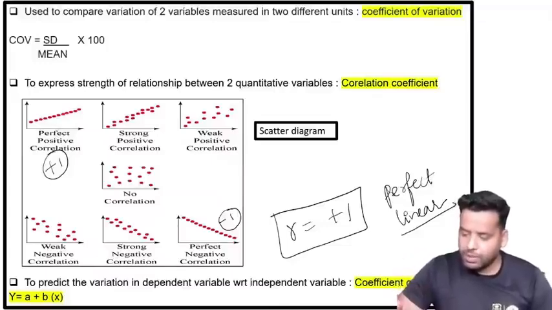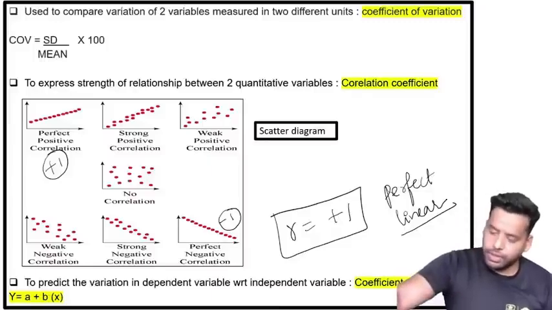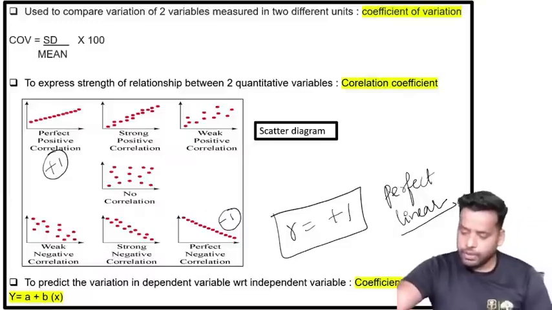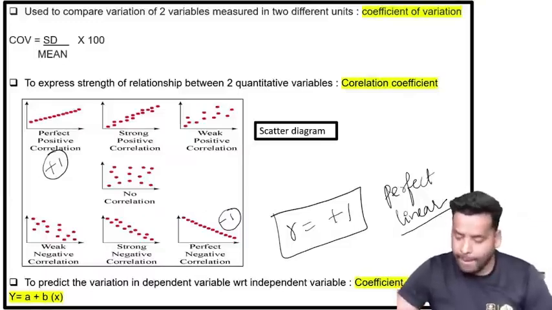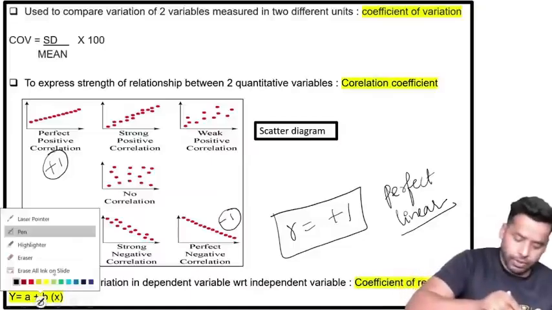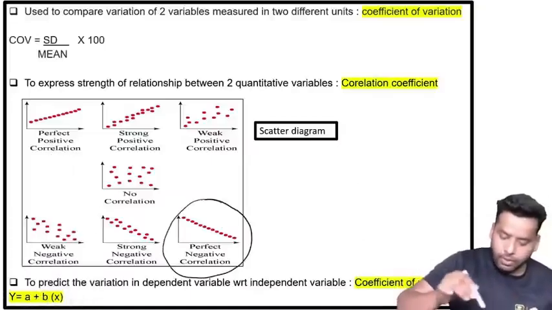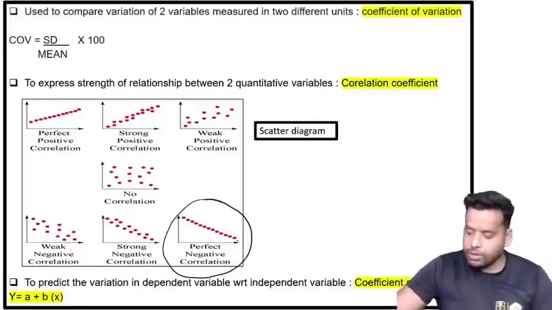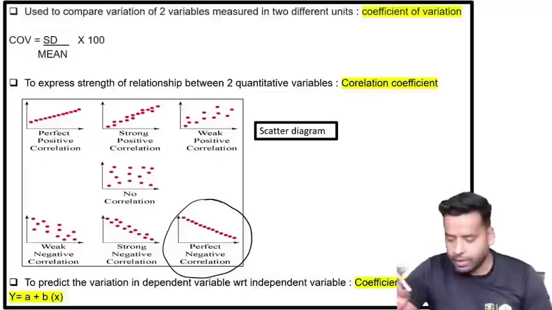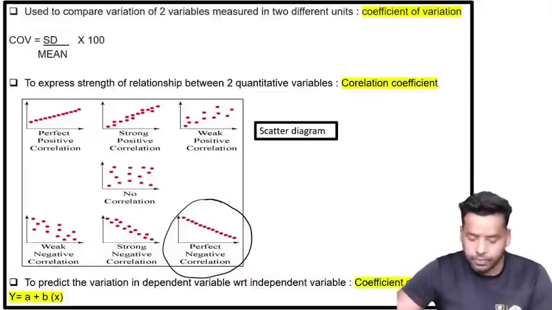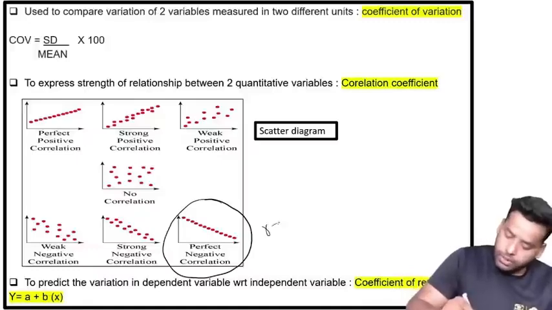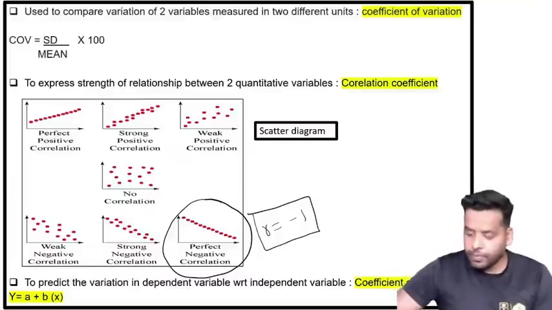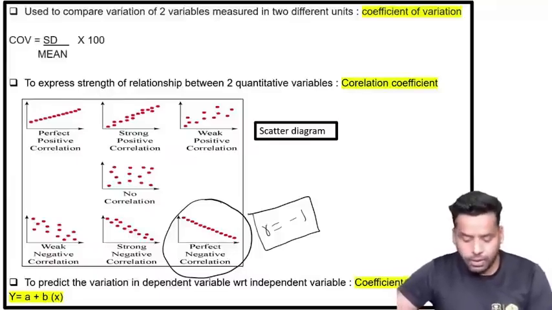So 0 to plus 1 is positive, 0 to minus 1 is negative. That is very simple. If they show this graph for you, what is correlation coefficient for this graph? Perfect line is there. What is correlation coefficient of this graph? -1. Good. -1.